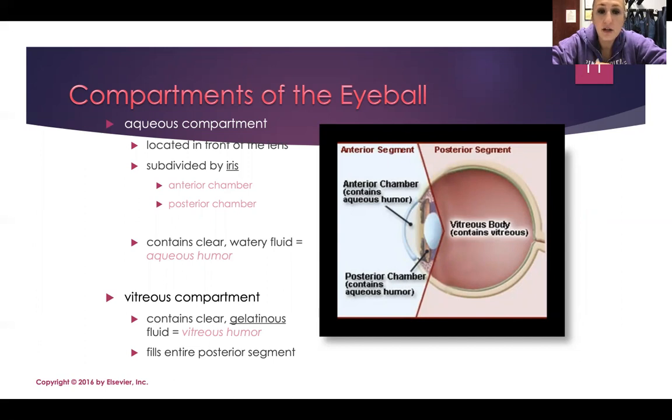The two fluids have very different textures, which you'll see when we do dissection as well. But aqueous, think Aquaman, fluid like the sea. It's a very thin, watery substance called aqueous fluid or aqueous humor. The vitreous compartment in the posterior segment contains a clear, thick, gelatinous fluid. That's the vitreous humor. It literally is pretty squishy and gross, kind of looks like a clear loogie. Sorry, not sorry. And that fills that entire posterior segment and gives it some additional pressure back there.